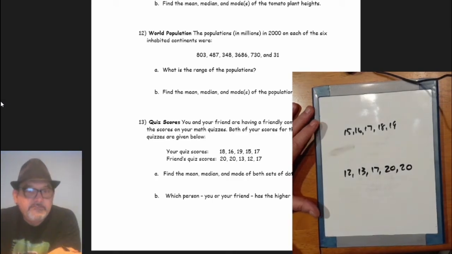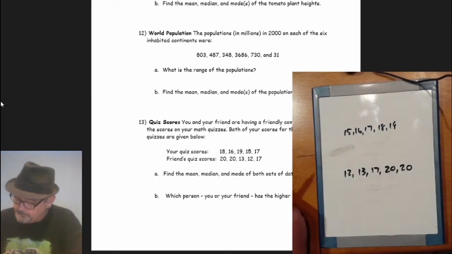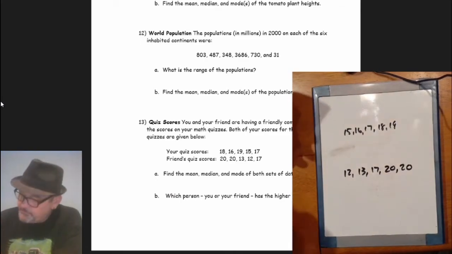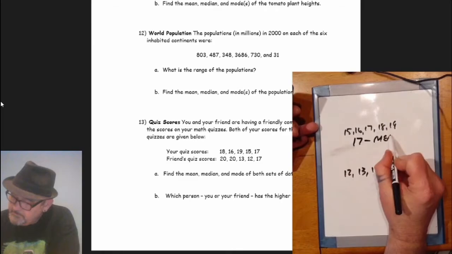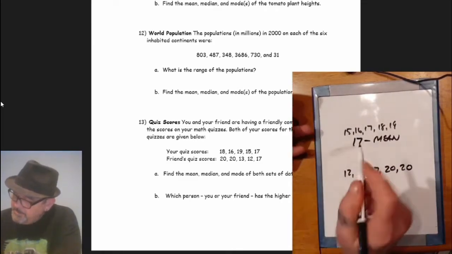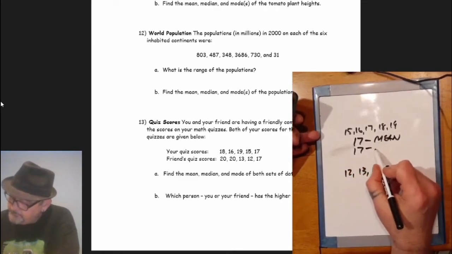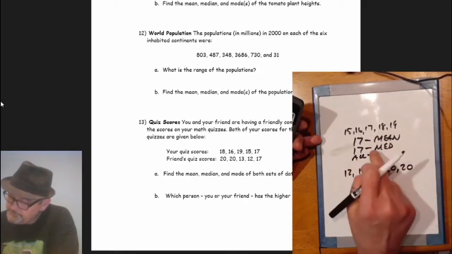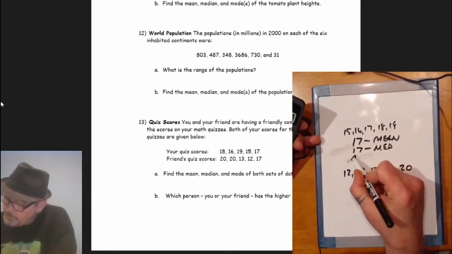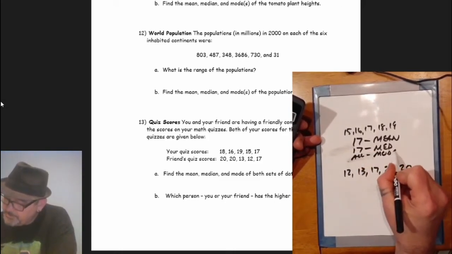So let's find the mean for both. We'll just do your score first. So 15 plus 16 plus 17 plus 18 plus 19 equals 85 divided by 5 is 17. So 17 is the mean. The median is 17. And again, the mode, all of them. All numbers are the mode because nothing is repeated.